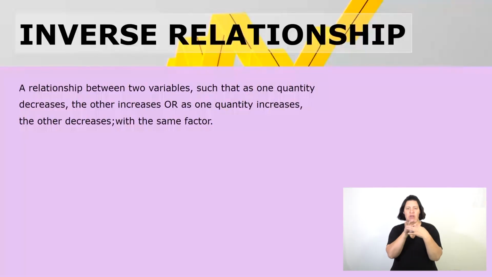Okay, guys, let's move on. We are on the last section of our topic, patterns and relationship. And this time we are going to look at the inverse relationship. This is a relationship between variables such that as one quantity decreases, the other increases, or as one quantity increases, the other one decreases with the same factor. So they are never concurrent. If one is going up, the other one is going down.